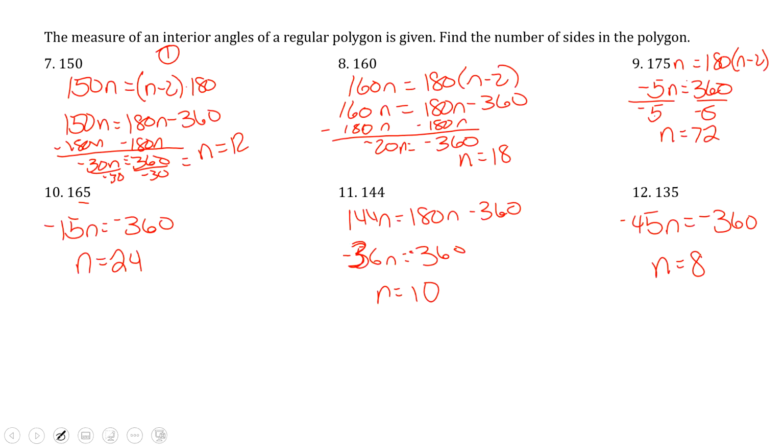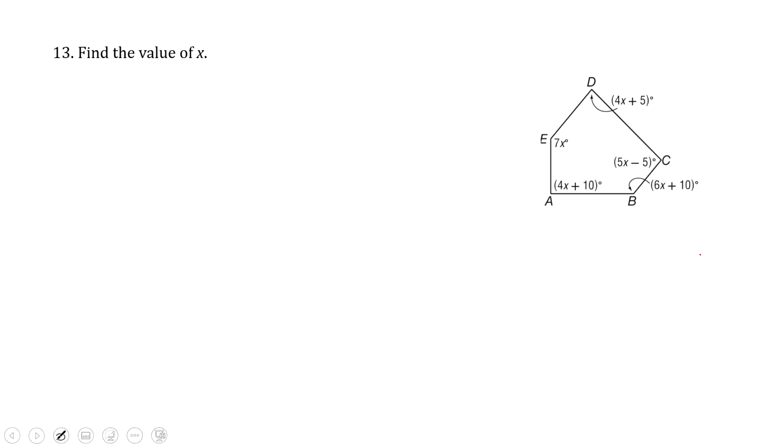Has everybody seen that? Okay, so the last problem on this page is we're going to find the value of x given our diagram. So the first thing we're going to do is count how many sides we got. 1, 2, 3, 4, 5. So we have a 5-sided figure. So I have some crazy looking pentagon.